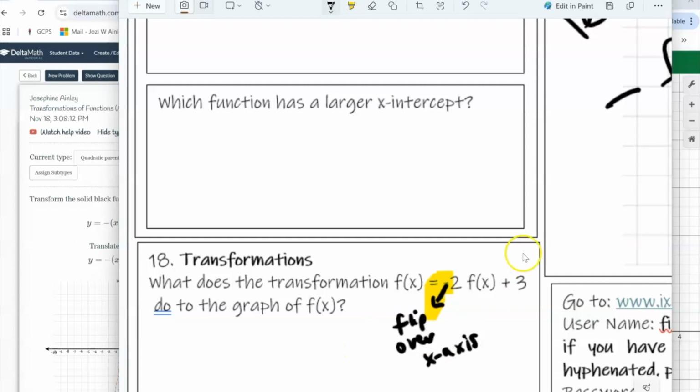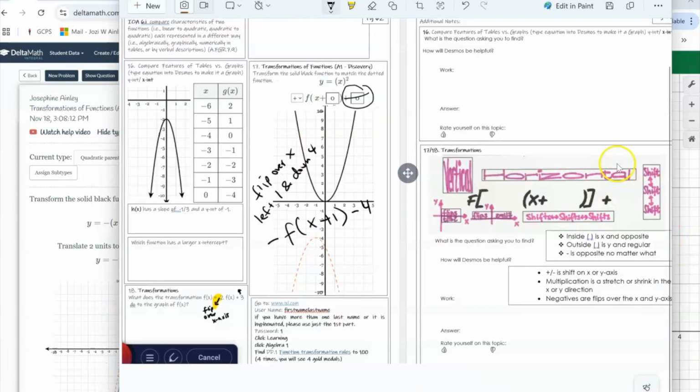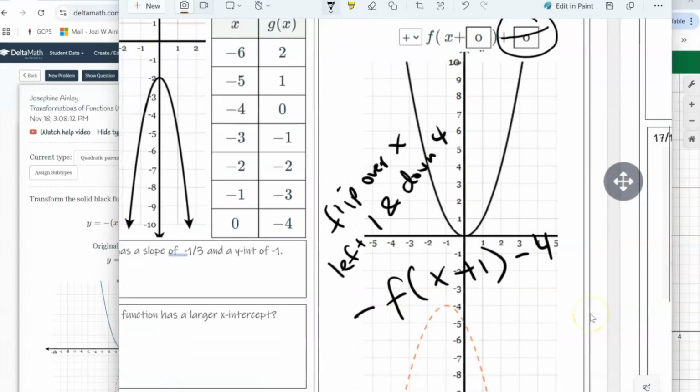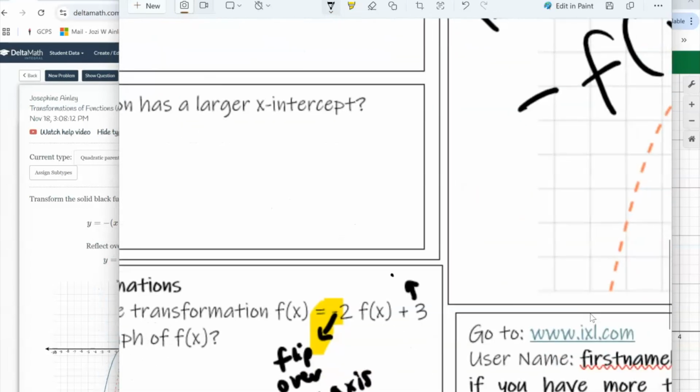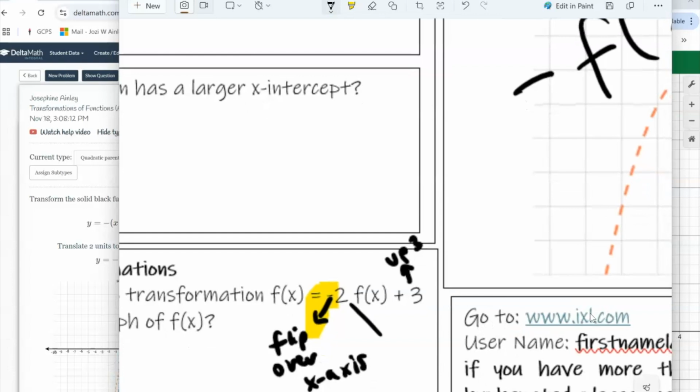All right. What does this plus 3 do right here? This is outside. So outside is going to be y and whatever you think, right? Let me go back to my notes. Outside is y and regular. And because it's a plus or minus, it's a shift on the x or y axis. So I'm going to go up 3, because it's the y-axis.